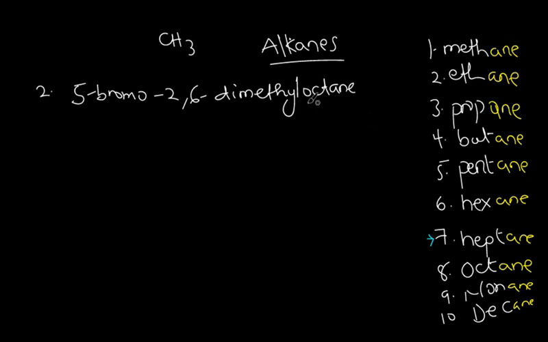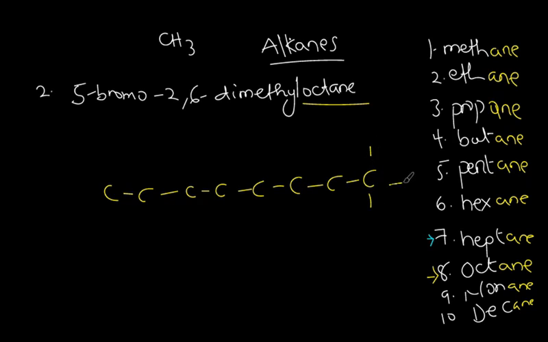as usual, we look at the parent name, which is what? Octane. So octane means what? We have 8 carbons, so we write 1 2 3 4 5 6 7 8. Okay, then try to add all the strokes to it. So here, here, here, here, and then here, here, and here.